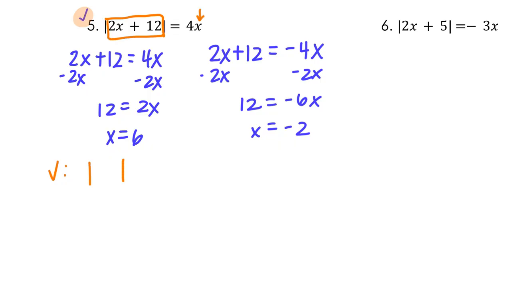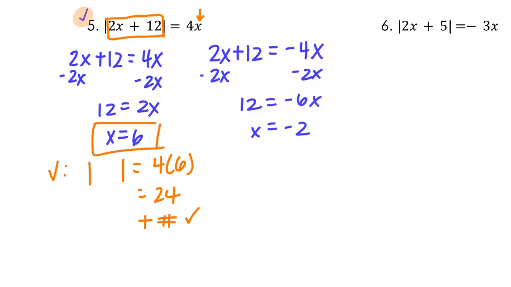So I literally just do blank absolute value bars equals 4 times 6, like that. Okay, 4 times 6 is 24. 24 is a positive number, so we are good. X equals 6 is a viable solution. We're just looking to see if it's positive or negative. We don't need to see if the left is equal to the right. I mean, it will be, but what we're checking for is positiveness.